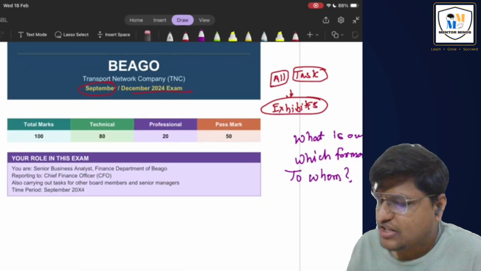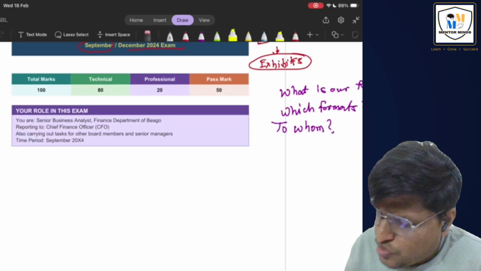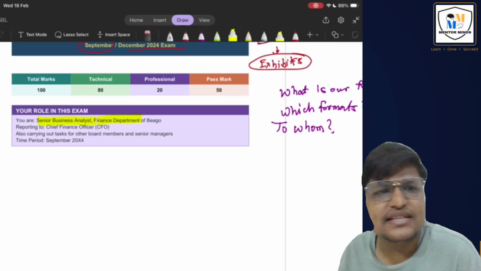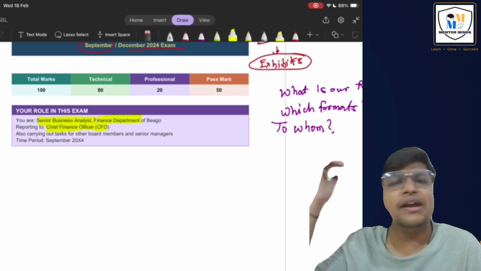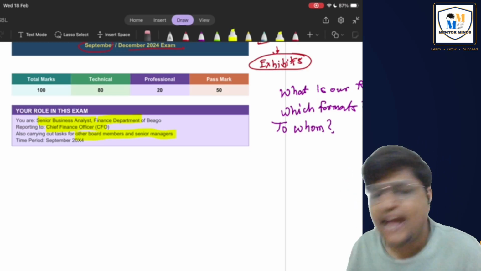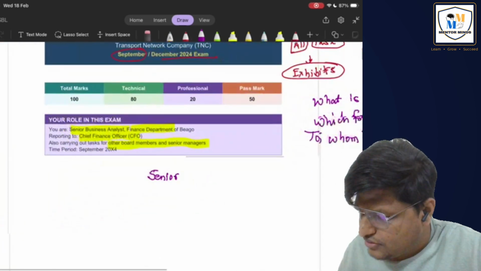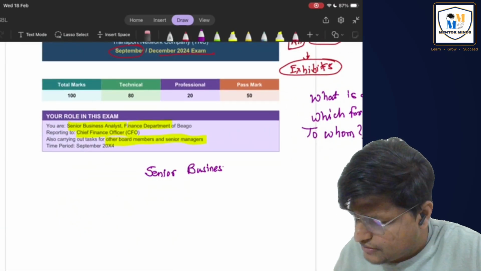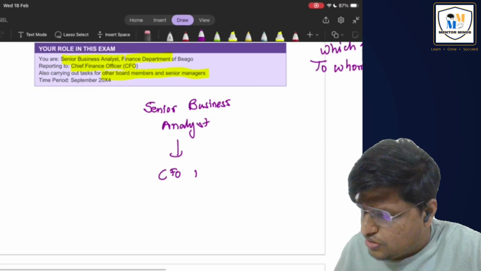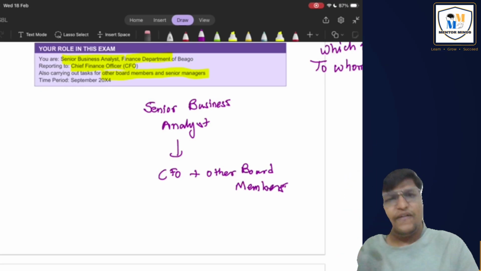Now, Piago is a transport network company. What is given in the question? You are a senior business analyst from the finance department. So we are a business analyst, we will do the analysis, and then we report to the CFO. In our format, let's say we have to write a letter, so it would be to the CFO. We are also carrying out tasks for other board members and senior managers. So who are we? A senior business analyst. And whom are we reporting to? The CFO plus other board members. So first we understood this.